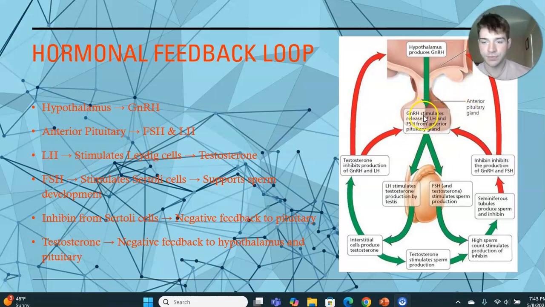Luteinizing hormone goes to the testes and acts on the Leydig cells, or the interstitial cells. And then the interstitial cells produce testosterone.